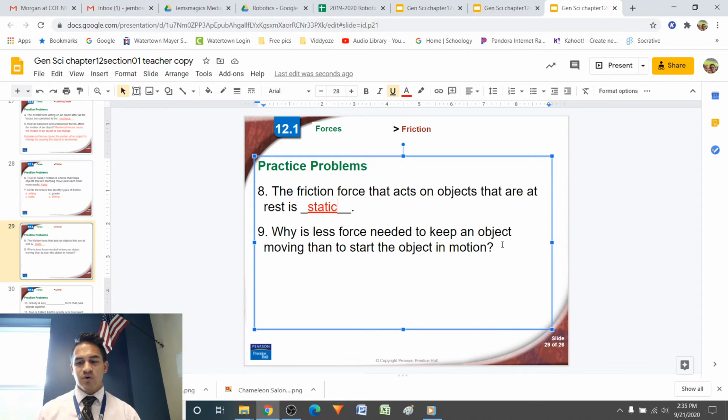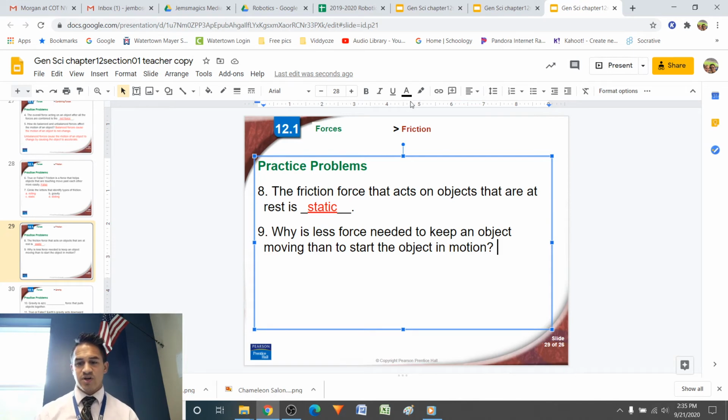Number 9, why is less force needed to keep an object moving than to start the object in motion? So one of the things that was mentioned when we went through the notes was how strong different types of friction are. So static friction is the strongest type of friction, then sliding friction is weaker than that, and rolling friction is even weaker. So because static friction is the strongest, it takes more force to get an object moving by overcoming the static friction. But once the object is moving, then the friction is going to be either sliding friction or rolling friction, both of which are weaker than static friction. So it's easier to keep the object moving once it is moving than to get it started moving in the first place.